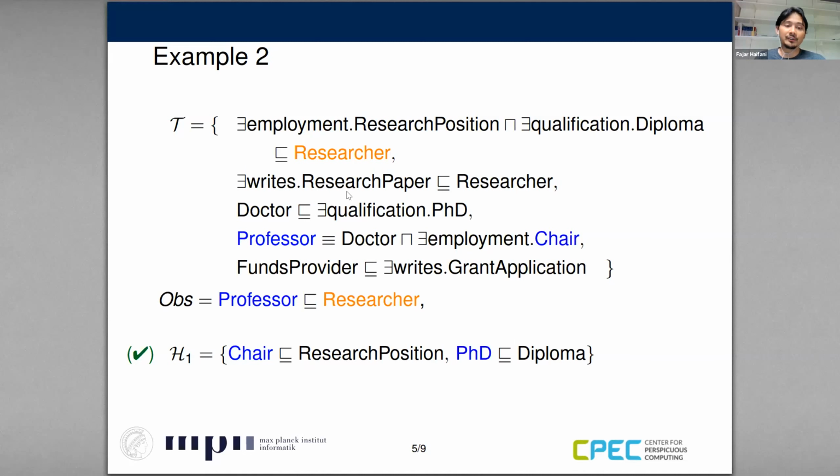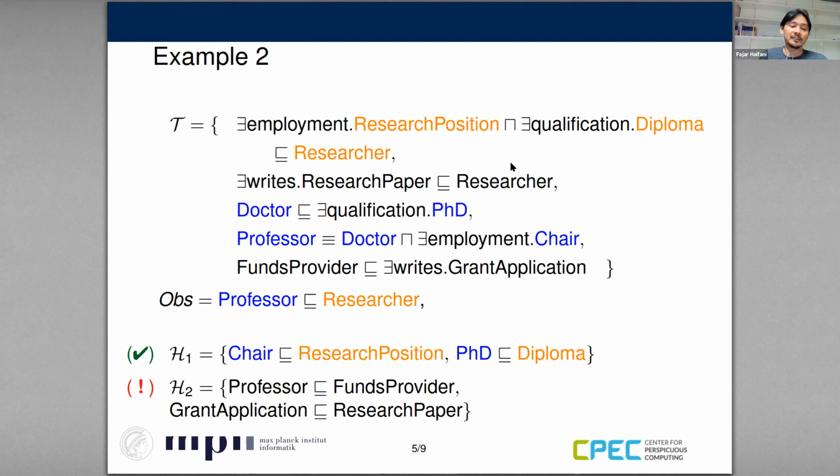And PhD is related to professor because professor is connected or related to doctor, and then doctor is related to PhD here. On the other hand, both research position and diploma are immediately related to researcher through the first axioms here. So far so good.